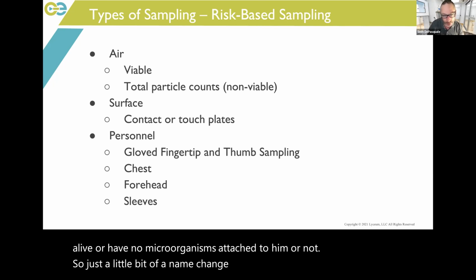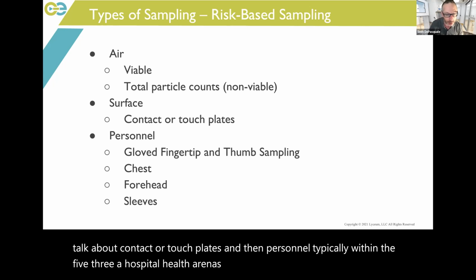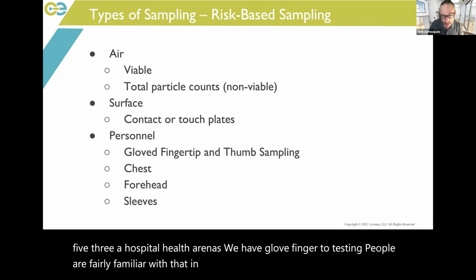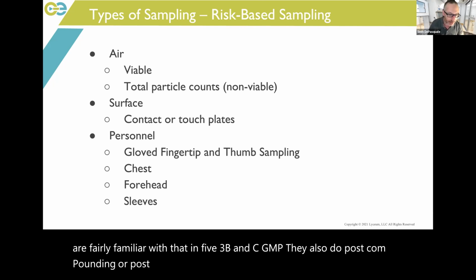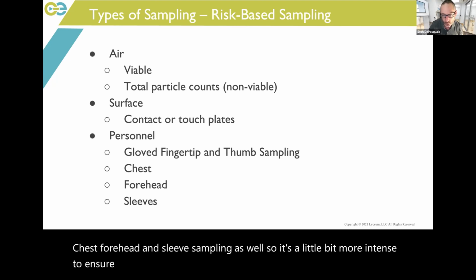Surface samples, we're going to talk about contact or touch plates, and then personnel. Typically within the 503A hospital health arenas, we have glove fingertip testing. People are fairly familiar with that. In 503B and in CGMP, they also do post compounding or post manufacturing chest, forehead, and sleeve sampling as well. So it's a little bit more intense to ensure that operators are following good aseptic technique and good behavior throughout the entire process.